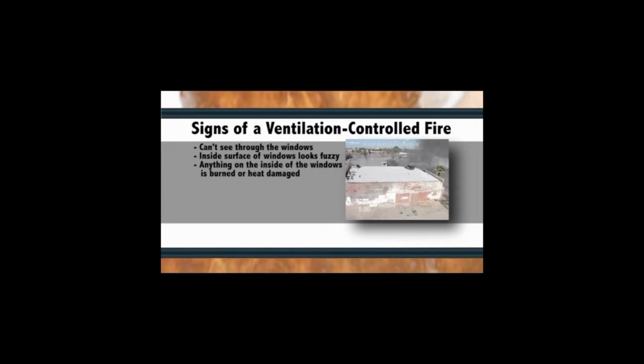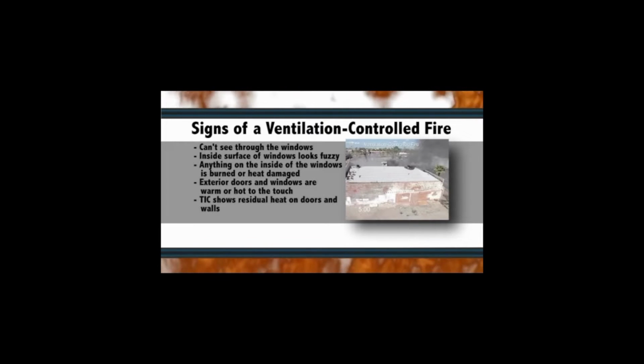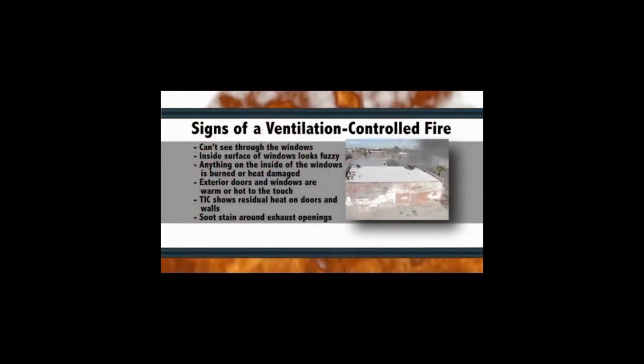Any signs or paper affixed to the interior of the windows will be burned or heat damaged. The exterior doors and windows will be warm or hot to the touch. If you have a thermal imaging camera, you'll see a residual heat signature on the doors and windows. You may see soot or smoke stains around the exhaust openings where the fire had been exhausting earlier before becoming ventilation limited. As the pressure decreases, the heat release rate decreases, and smoke is no longer being pushed out. But the soot stain from the smoke being pushed out earlier would still be visible.